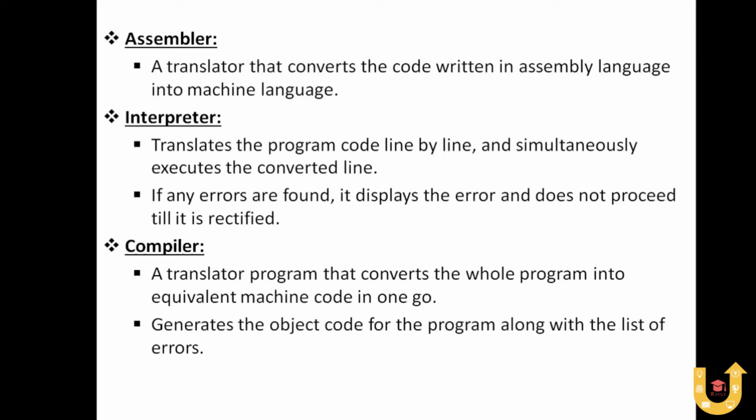A compiler is a translator program that converts the entire program into equivalent machine code in our computer in one go. The object code for the program along with the list of errors are generated by it.